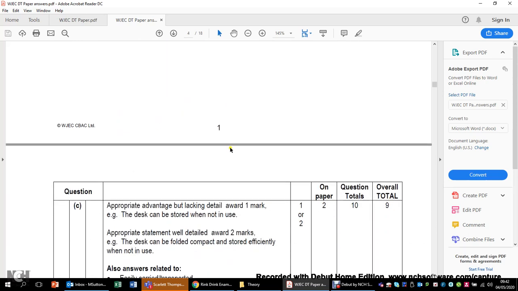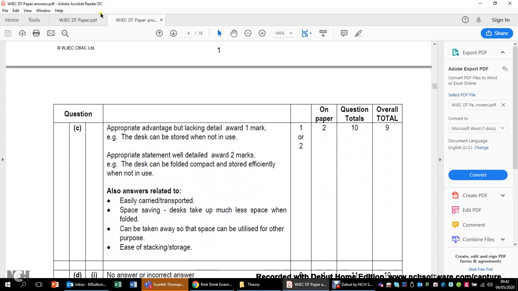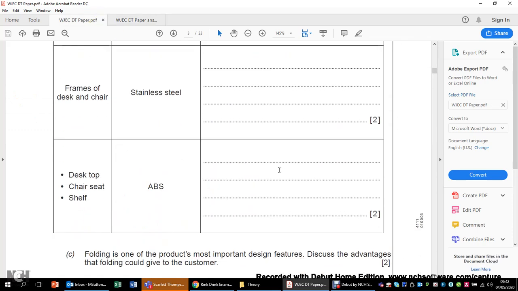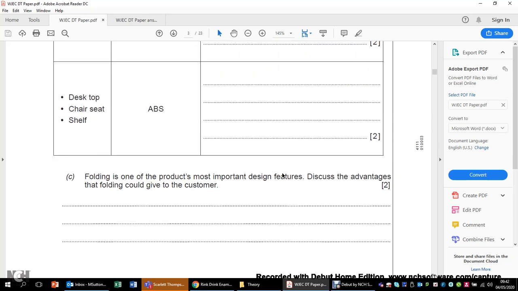Then we have got down here the C part. So that's those 2, worth 2 marks, so you can add those up. How many did you get out of that one? Folding is one of the product's most important design features. Discuss the advantages that folding could give to the customer.